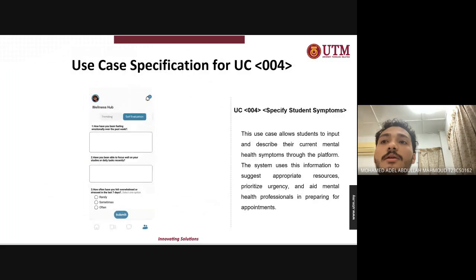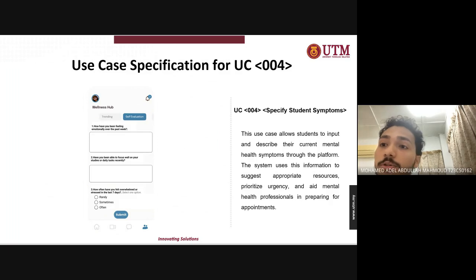And the fourth use case is for the student to specify his symptoms. It will allow the student to enter his symptoms, like how you feel emotionally over the past week. This use case allows the student to input and describe their current mental health symptoms through this platform. The system uses the information to suggest appropriate resources and prioritize urgency if he needs real help, and then will aid the mental health professional in preparing for the appointments.